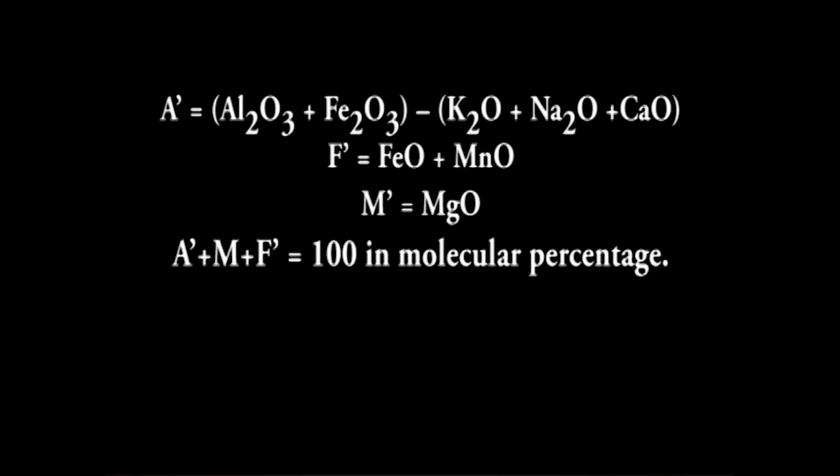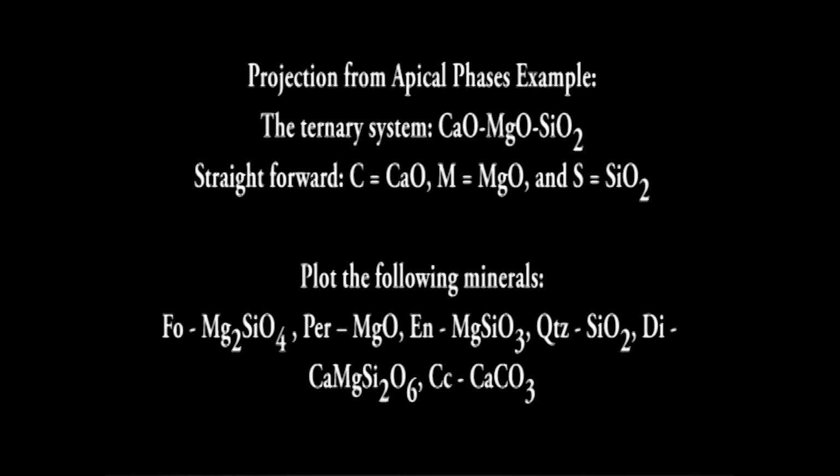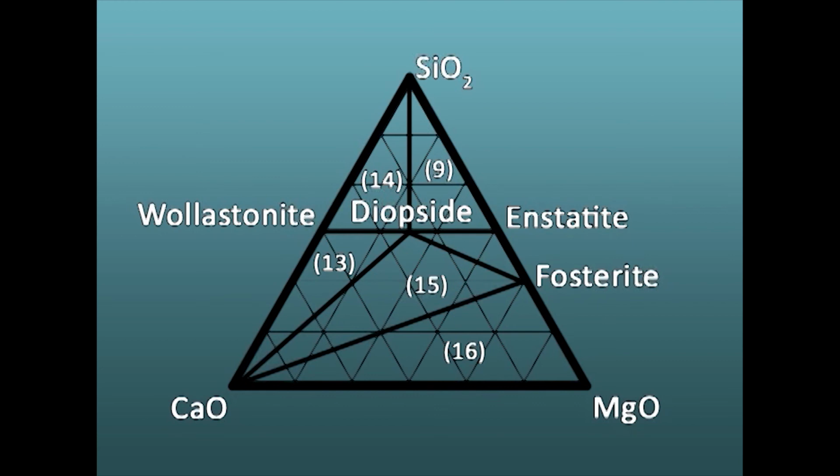The scheme of calculation is A' equal to Al2O3 plus K2O minus (K2O plus Na2O plus CaO), F' equal to FeO plus MnO, and M' equal to MgO. Therefore, A' plus F' plus M' equal to 100 in molecular percentage projection from apical examples. The ternary system CaO, MgO, SiO2 is straightforward. C equal to CaO, M equal to MgO, and S equal to SiO2.